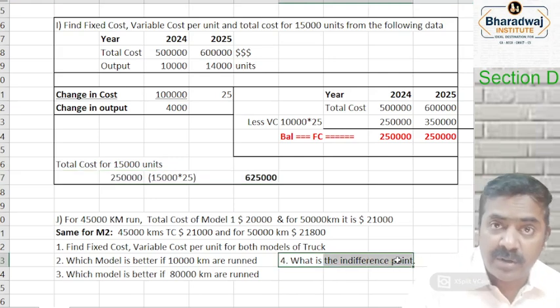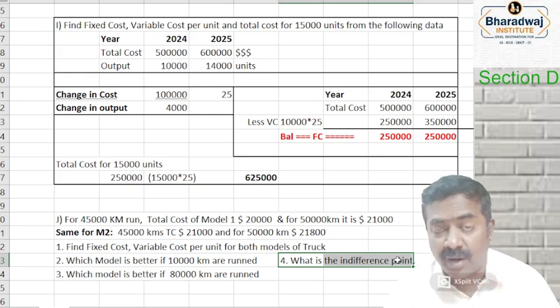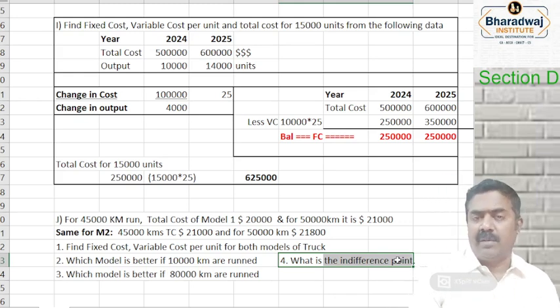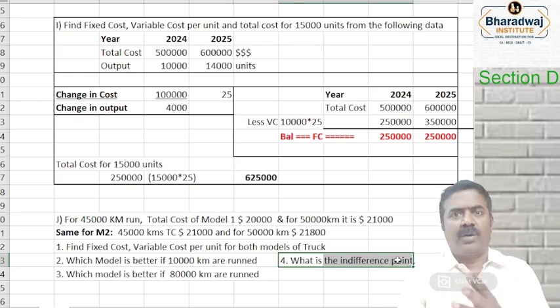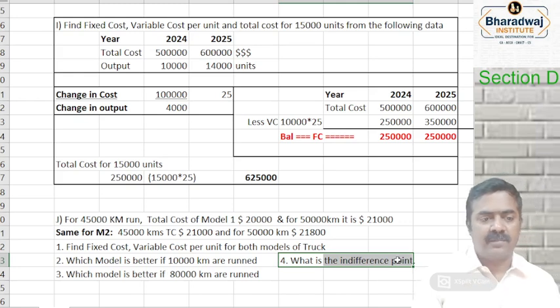When will you be unable to decide? When Model 1 and Model 2 will have the same cost. Sir, if Model 1 has the same cost, Model 2 also has the same cost. Then you will not be able to what? Decide. Try to work this.